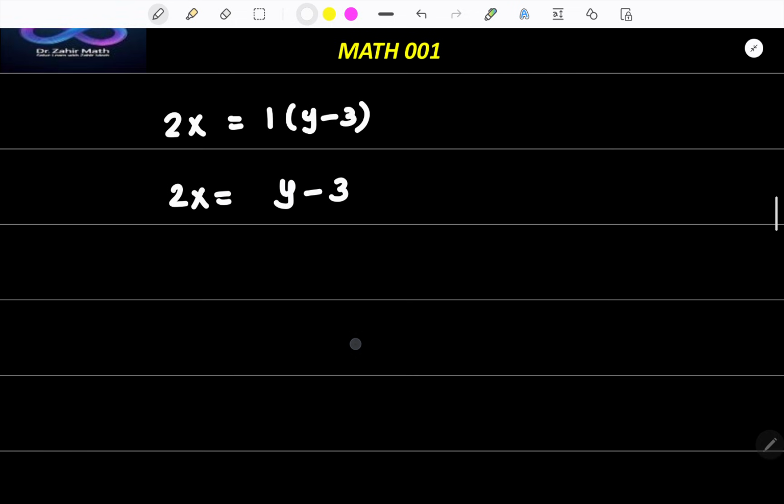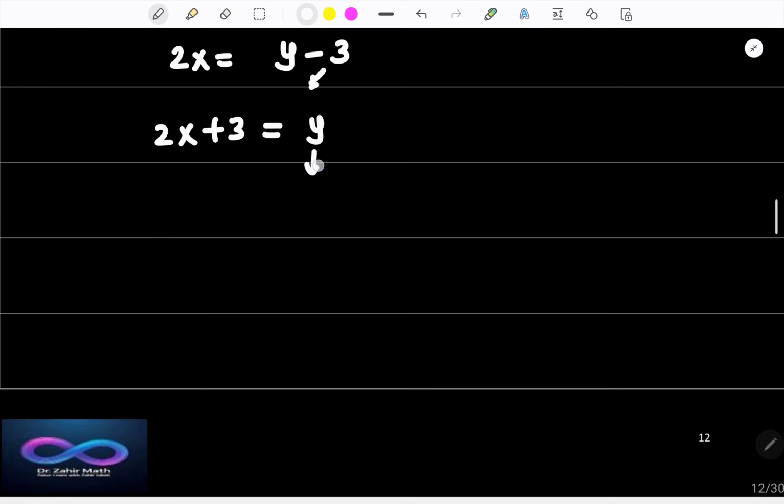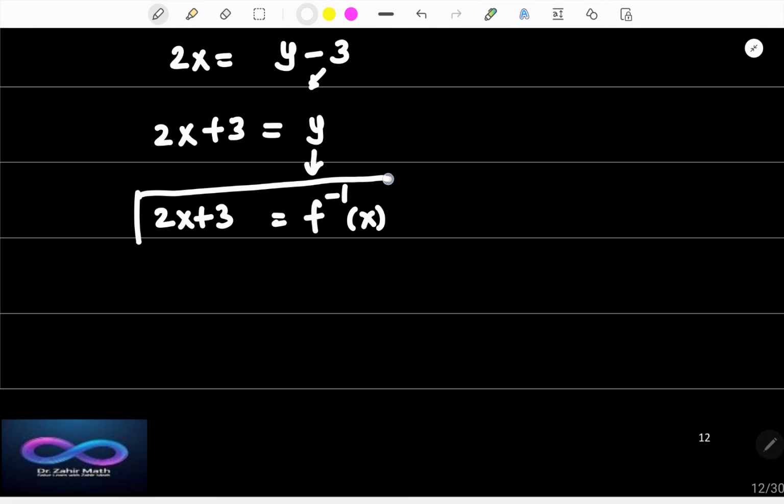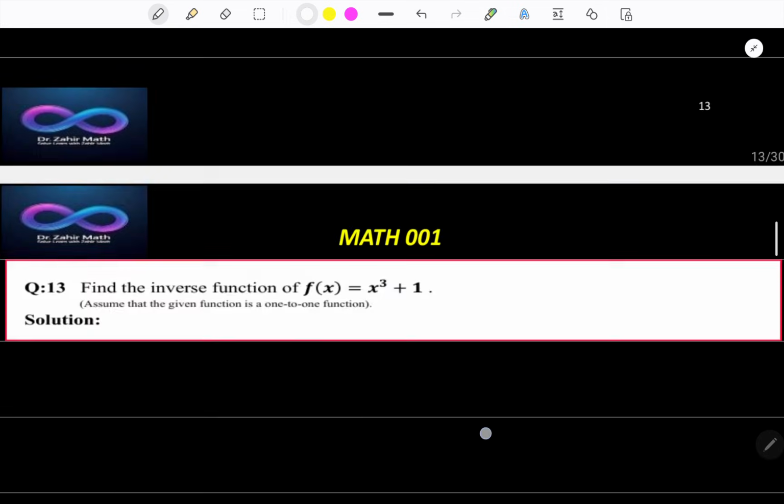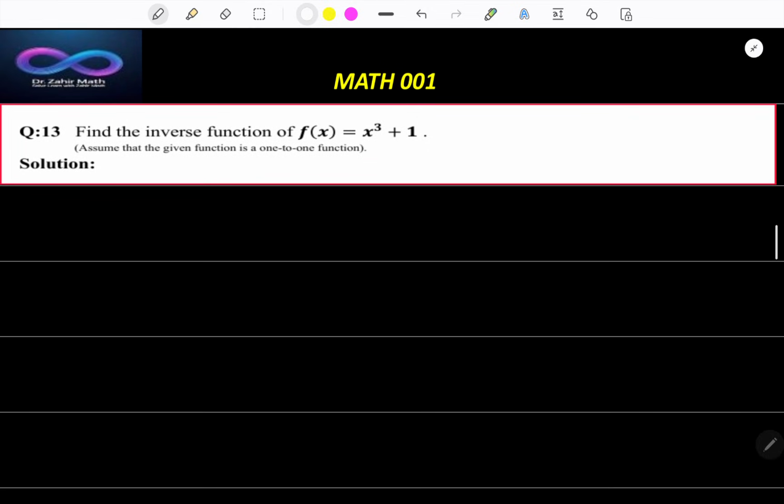I want to find y. So bring this 3 to this side. 2x plus 3 is equal to y. So y is equal to f inverse x, which is 2x plus 3. Clear all of you? So easy. Keep it in your mind. Let's go to the next question.